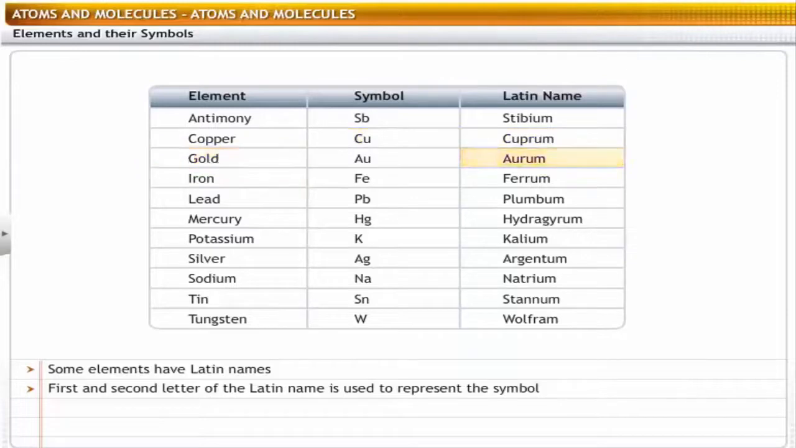Gold as aurum, represented by Au. Iron as ferrum, and the symbol is Fe. Lead as plumbum, and is represented by Pb. Mercury as hydrargyrum, and is represented as Hg. Kalium is the Latin name of potassium, and its symbol is K.